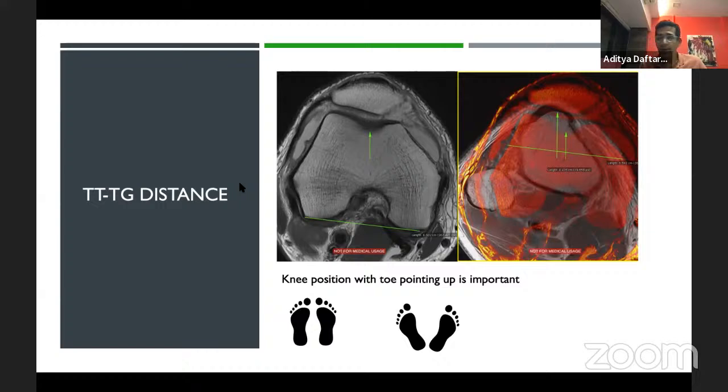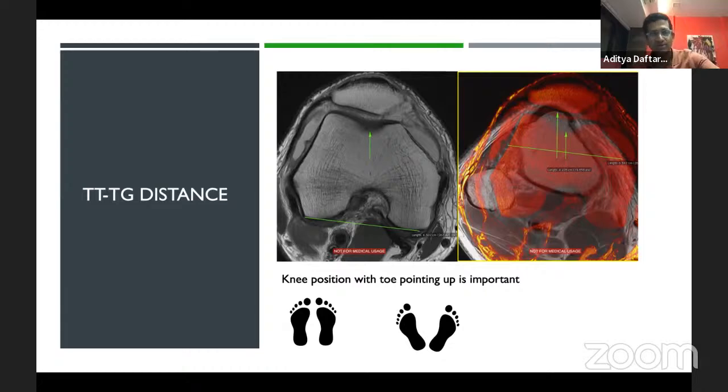So be aware of when you measure it just on MR. The second thing that tends to happen is that the TT-TG distance is very dependent on patient positioning. So if somebody is doing this, we should make sure that the imaging center is aware that they're doing the TT-TG distance and that they are putting patients into the scanner in a fairly standardized position so that that measurement is accurate.